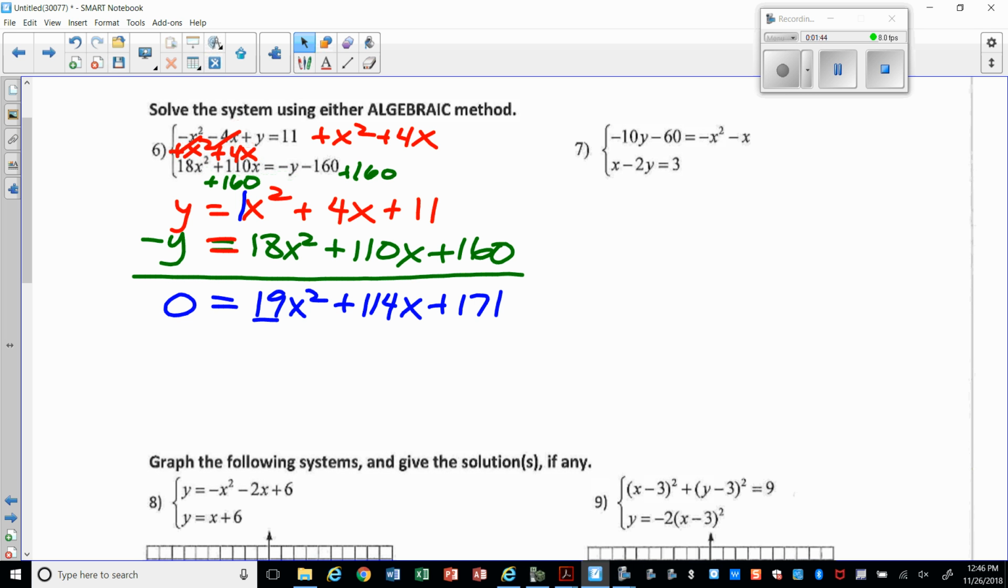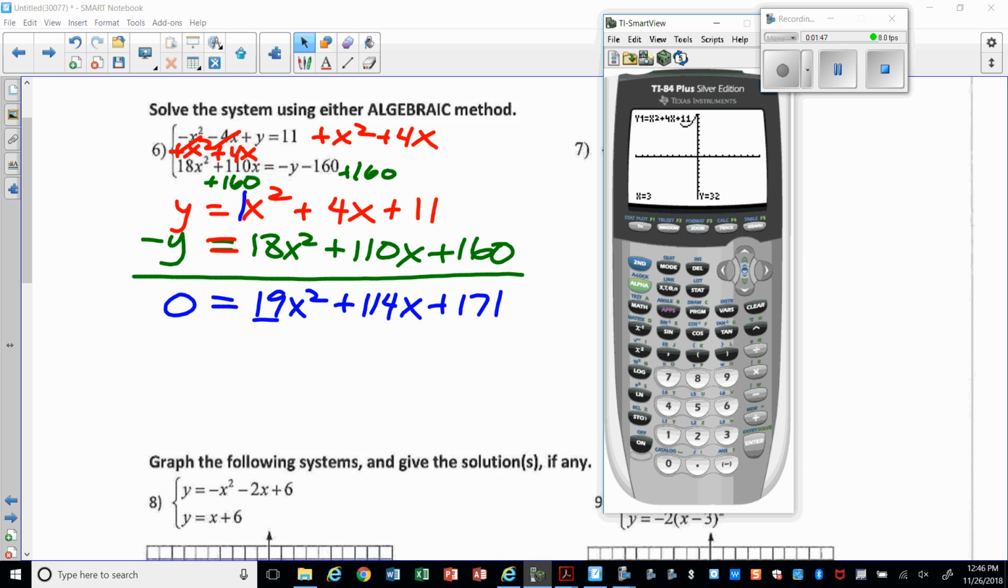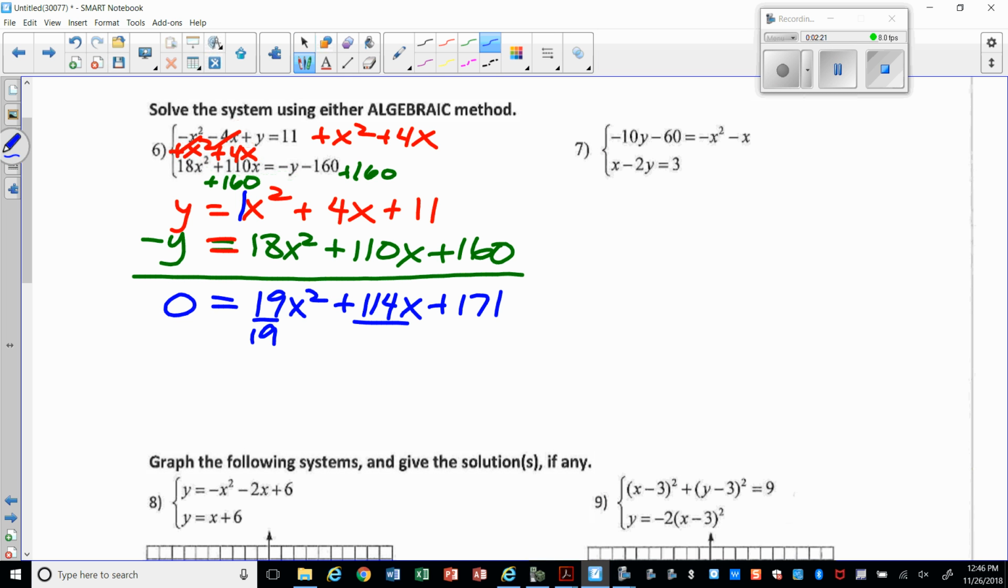So I'm going to go to my calculator here. I'm going to do math, num 9, and I'm going to put in 19, comma, 114. And 19 is the greatest common factor, so I can divide both of those by 19. How about 171? Can I divide out 19 from that? Yes. Okay, so I'm going to divide all of these by 19.